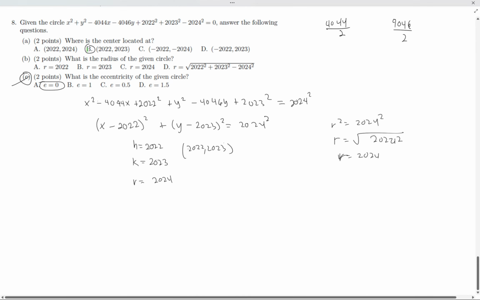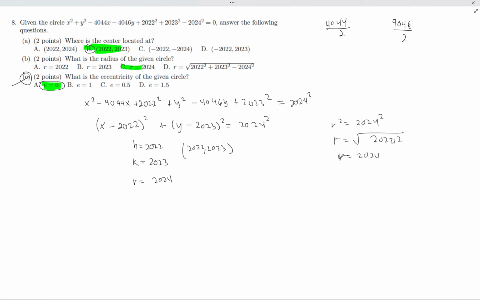Okay, so let me highlight that one. And then we have this. And for letter B, or 8 point B, the radius must be 2024 units. So in this case, that is the answer. Okay, I hope you got that one.